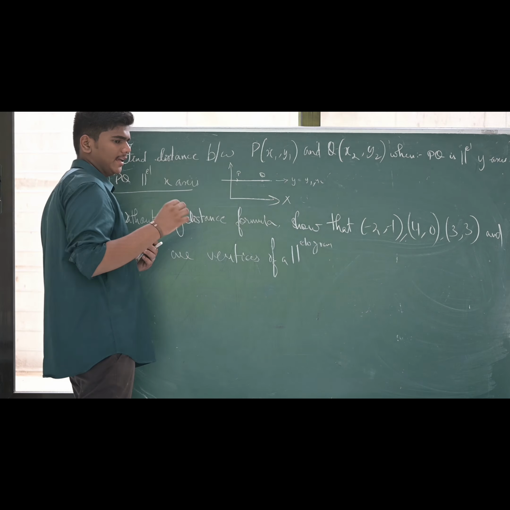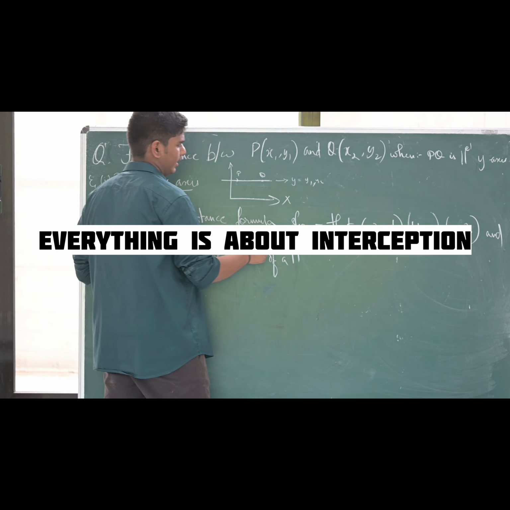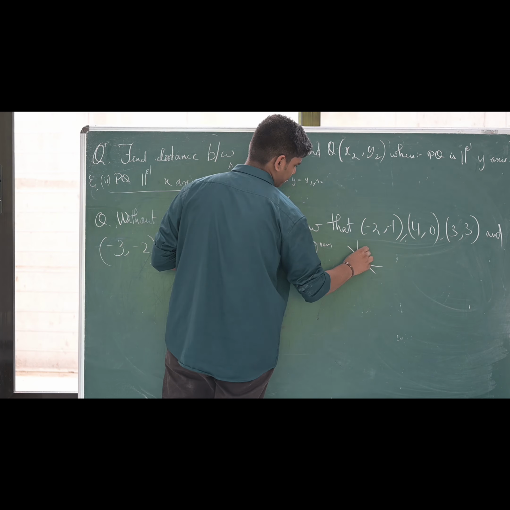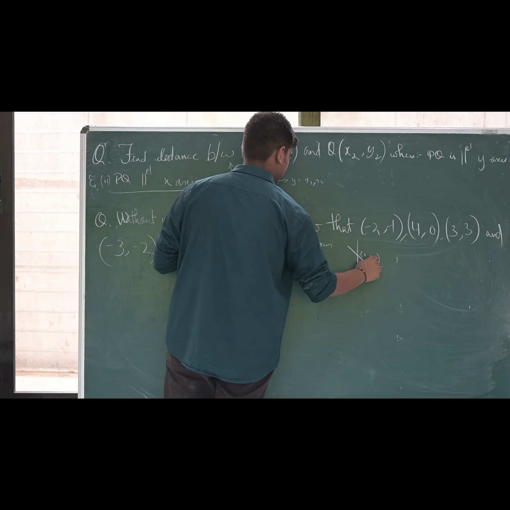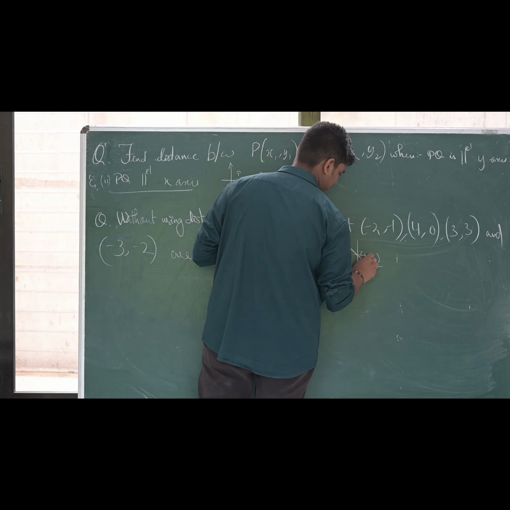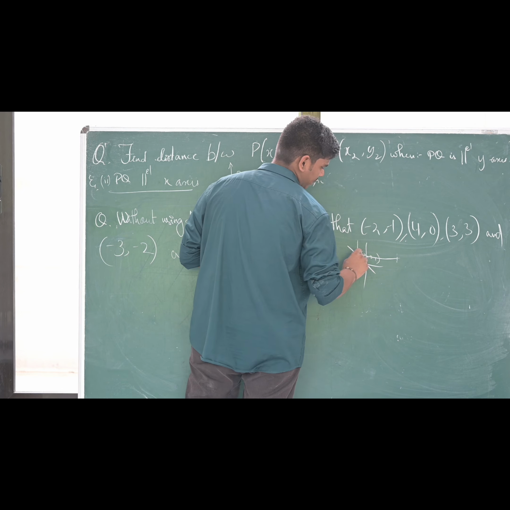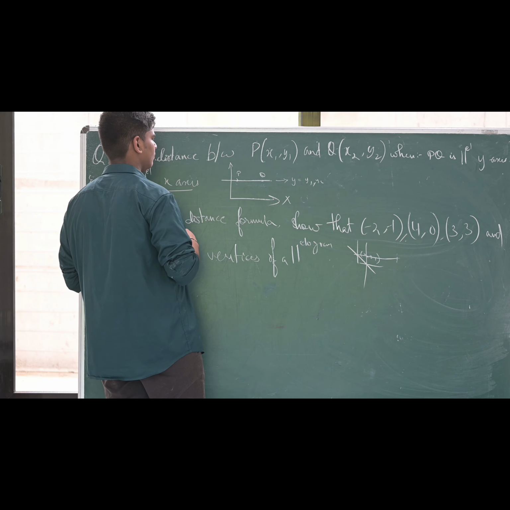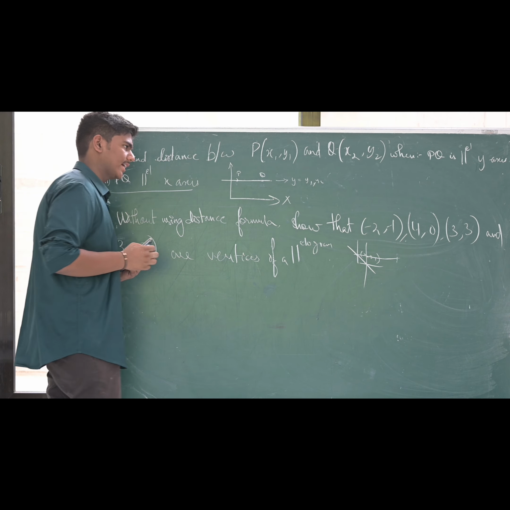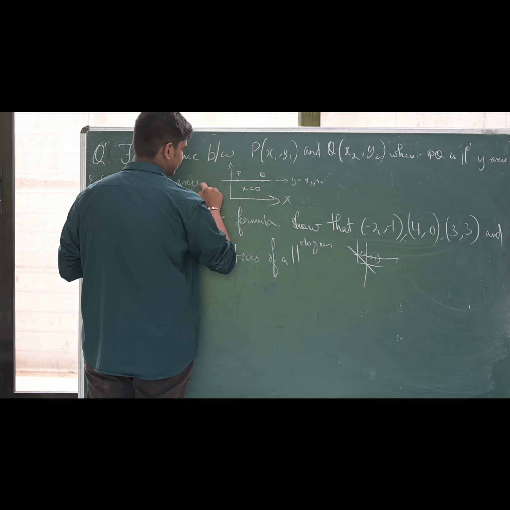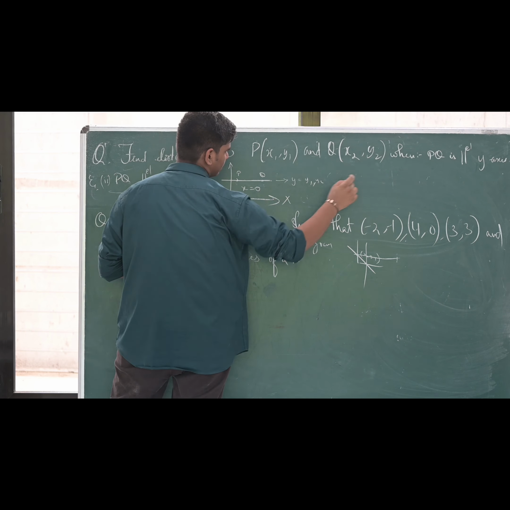But will there be any x values? Because when a line intersects the x and y axis, it must form (x1, y1). It must pass through x and y. So it would form (x1, y1). Now, if it does not intersect the x-axis, will there be any x values? No. x will be 0 since it passes through the y-axis alone.